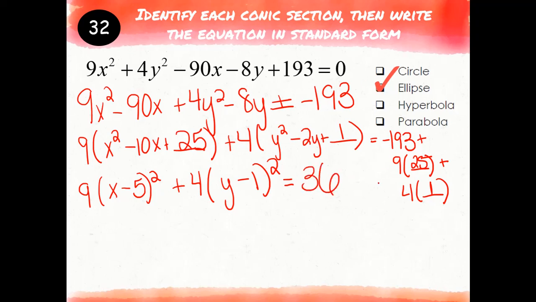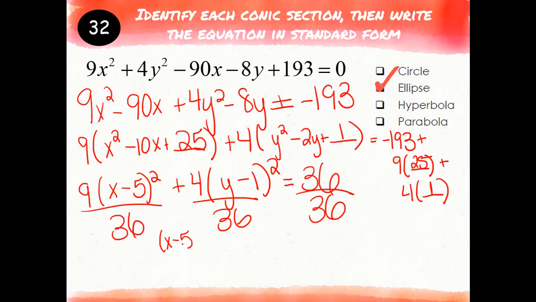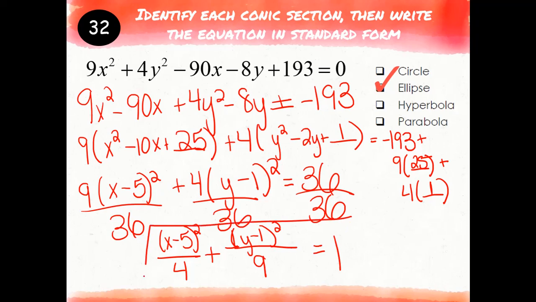Now, since we have an ellipse, I'm going to divide everything by 36 because I can't have these numbers sitting out front there. 9 over 36 simplifies to 1/4. 4 out of 36 is 1/9. So y minus 1 squared over 9. And I'm equal to 1 now.